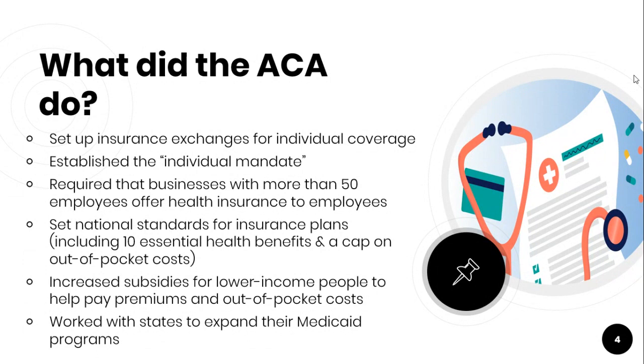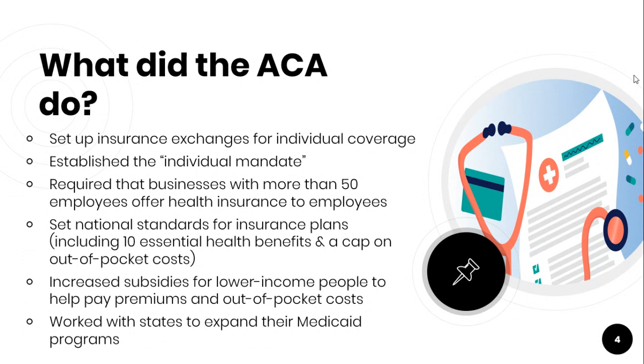The ACA was going to expand that to be 133 or 138% of the federal poverty line, and then have subsidies for people who made above that up to 400% of the federal poverty line. So basically at 133 or 138%, you would qualify for Medicaid. Anything more than that, up to what the ACA established to be a substantial enough income for you to be able to pay for your own private insurance, they would help subsidize that portion.